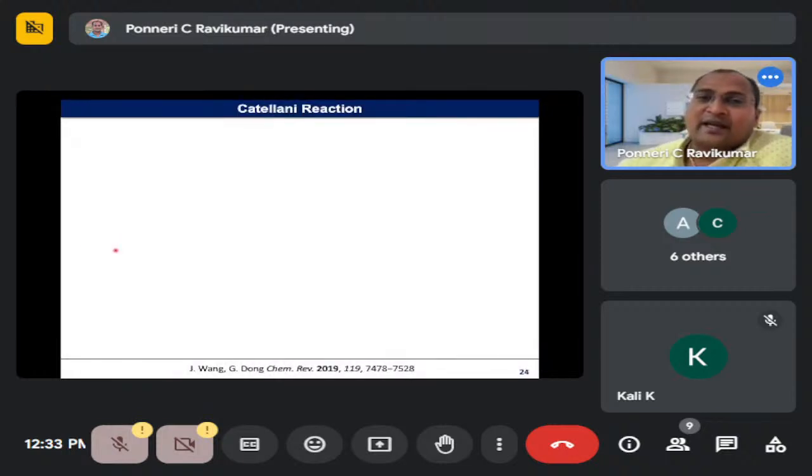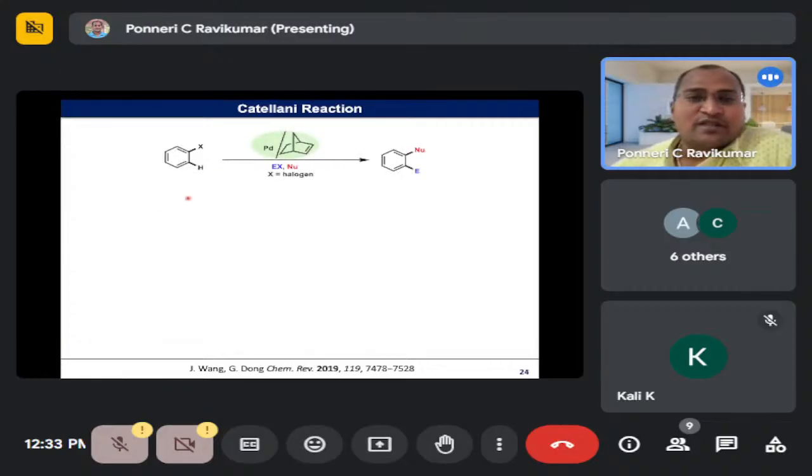Catellani reaction is a very famous reaction. It involves 1,2-difunctionalization of a haloarene. It was discovered in 1997 by Marta Catellani and later on it was developed by a Canadian scientist. So I will now quickly discuss the mechanism of this reaction. It's a very interesting mechanism.